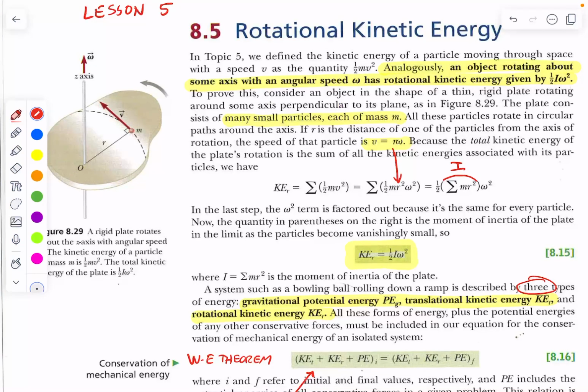This is the last lesson in Chapter 8, Rotational Kinetic Energy and Angular Momentum.